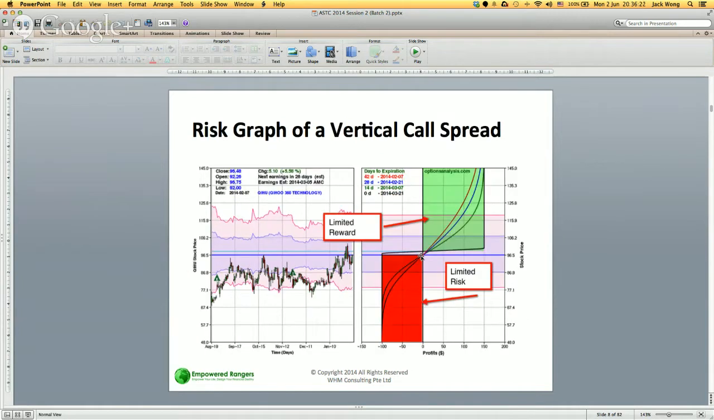What's the problem of a vertical spread then? The problem is a vertical spread involves buying an option and selling an option at the same time. So towards the end of this session, I will explain what a vertical call spread is. This is just a risk graph representation of this strategy, and you can see that by selling a call option in addition to buying the call option, the reward side is limited.